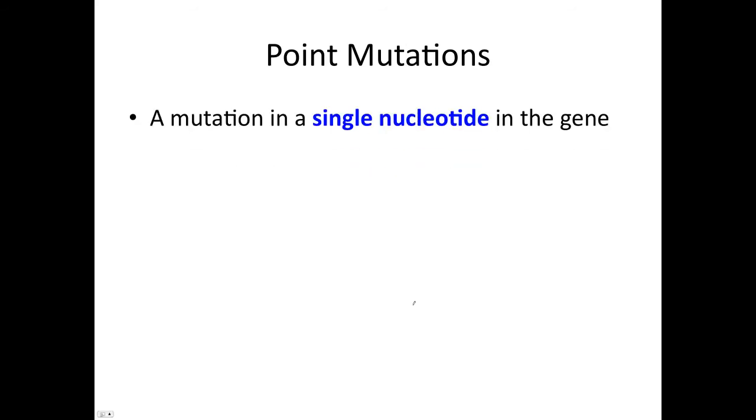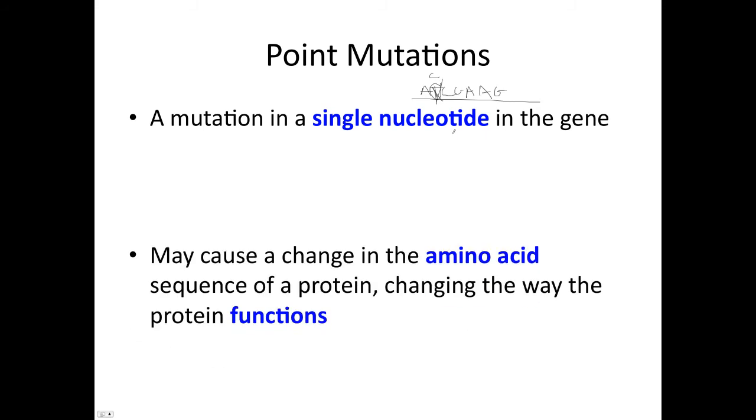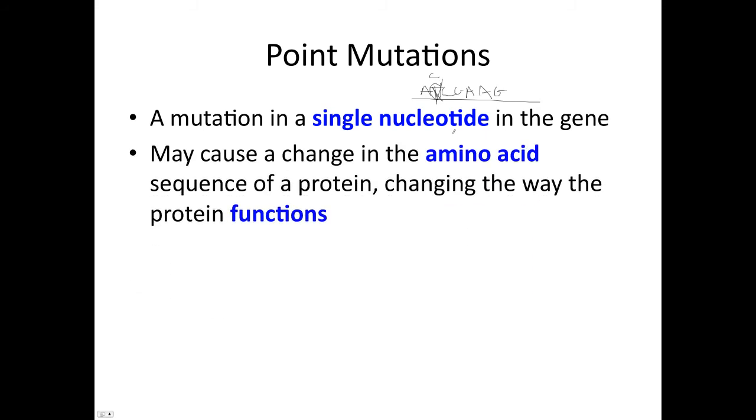A point mutation is a mutation in only one single nucleotide. So if I have a long strand of nucleotides, A, T, C, G, A, G, let's say, it is just taking one of these letters, say this T, and replacing it with a C. This can change the amino acid. It can change the whole code.